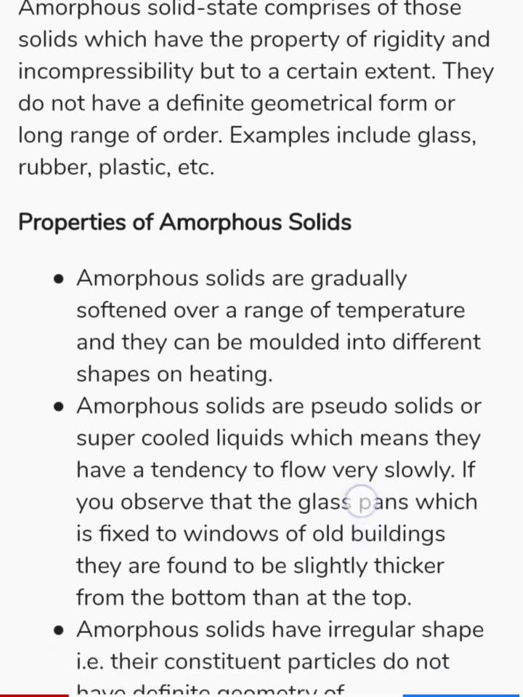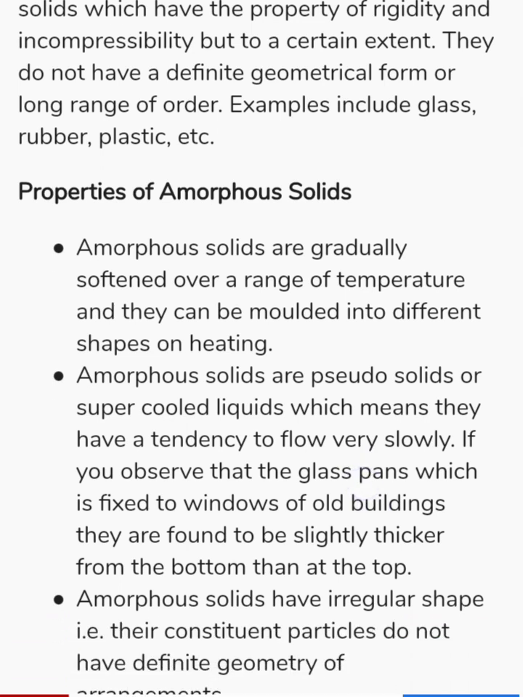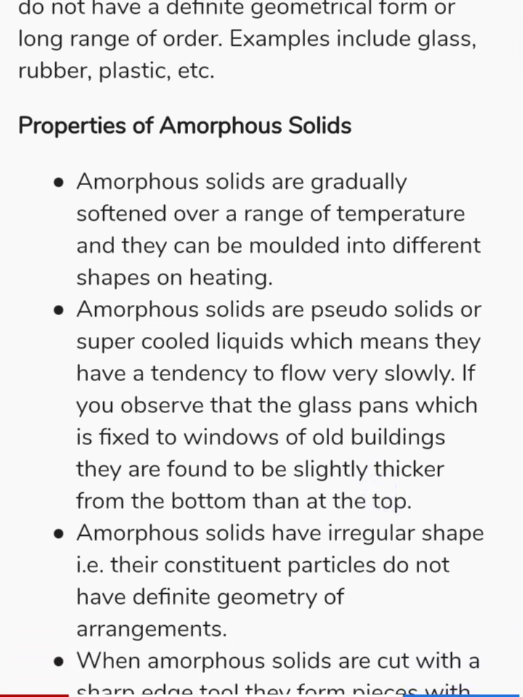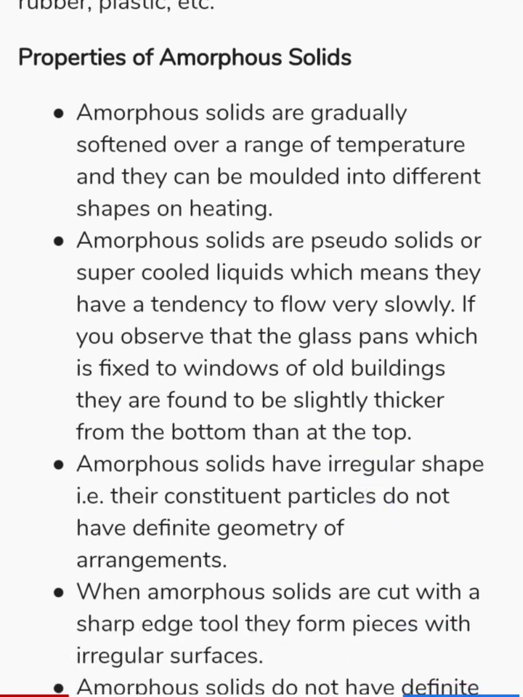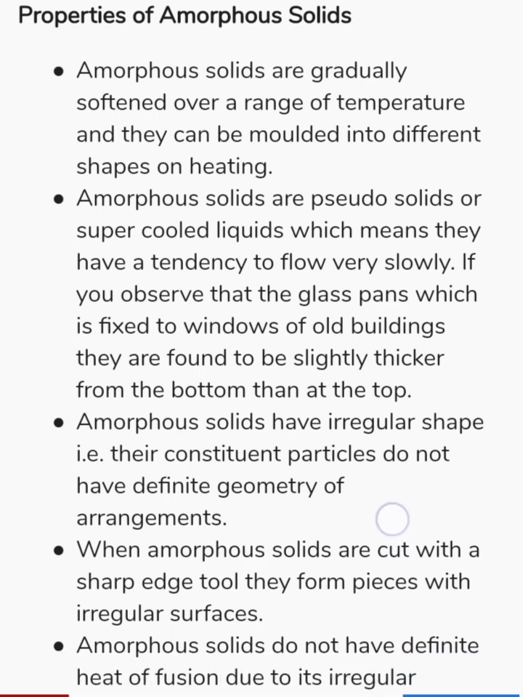Amorphous solid state. Amorphous solids comprise those solids which have the properties of rigidity and incompressibility to a certain extent, but they do not have a definite geometrical form or long range order. Examples include glass, rubber, plastic, etc.